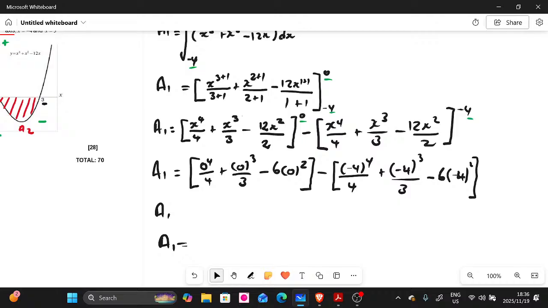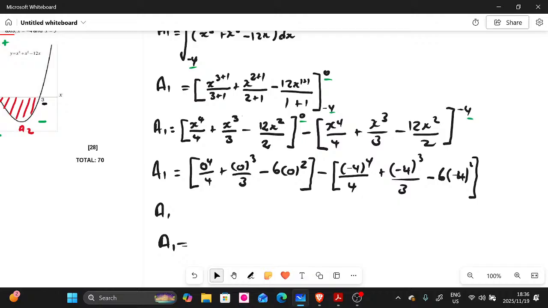So we have negative 4 to the power of 4, divided by 4, plus negative 4 to the power of 3 over 3. There we go. And then this was supposed to be minus. I said plus them. Minus 6, then we have negative 4 to the power of 2. There we go, people.